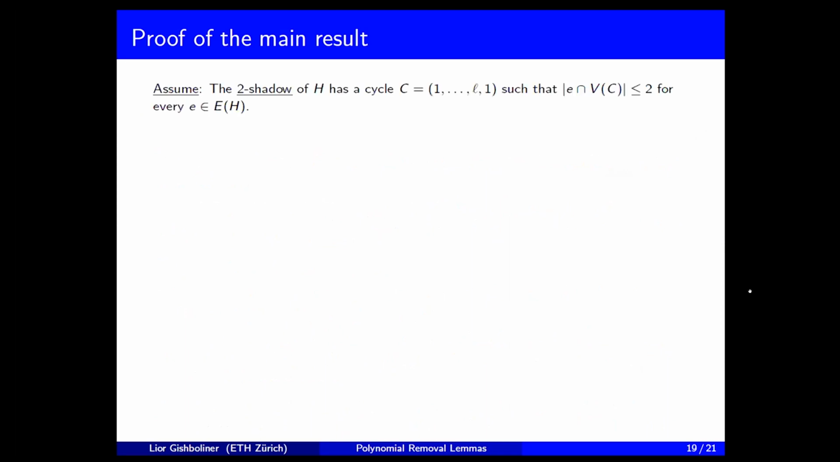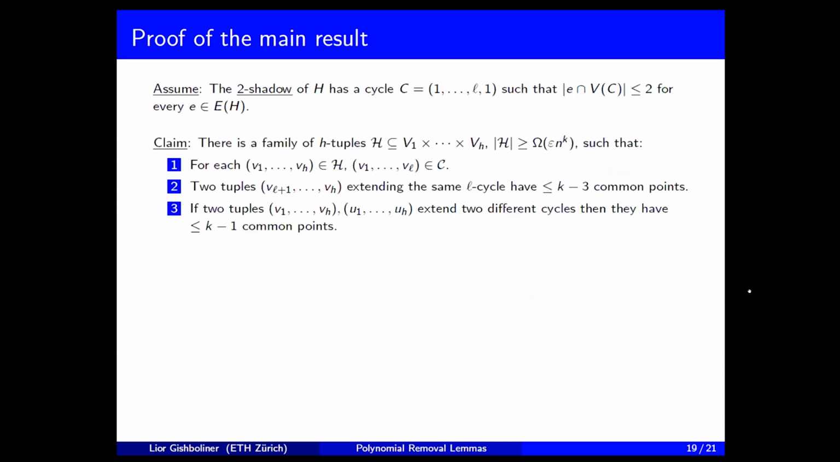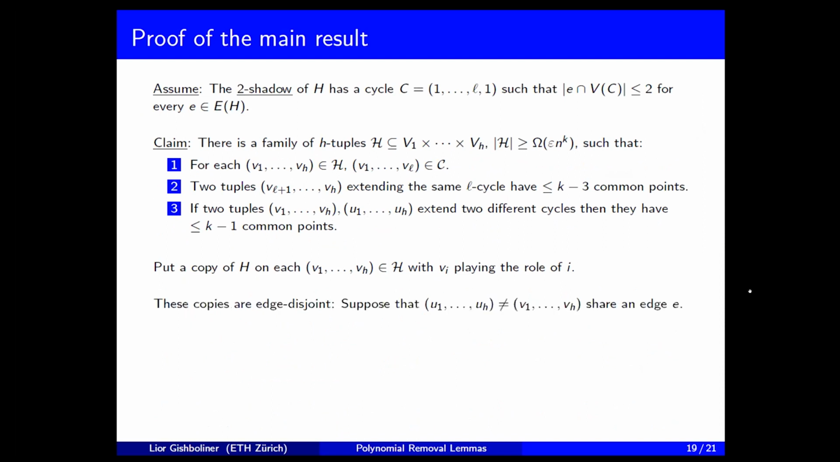Okay. So now, why is this useful? Here is the construction that we use. We take this set of h-tuples that the claim gives, and we put a copy of H on each of them. And now we claim that these copies are edge disjoint, right? We want many edge disjoint copies, but not too many copies in total.